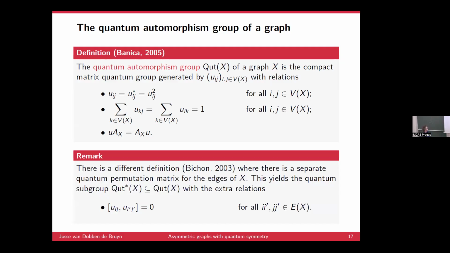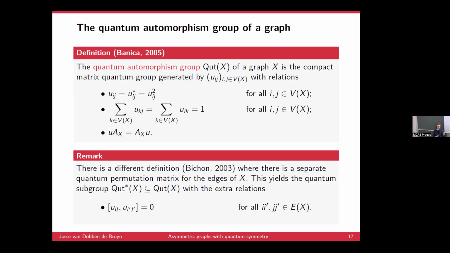Actually, I should note that Bichon also first came up with a different definition. And the definition turns out to be different because he modeled the action differently. So Bichon also modeled there to be an action on the edges. So you get a quantum permutation matrix for the vertices and a quantum permutation matrix for the edges in such a way that they're compatible.